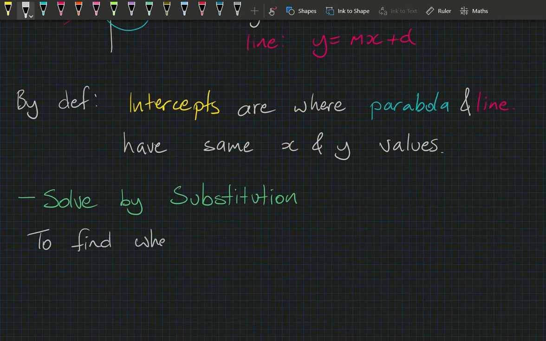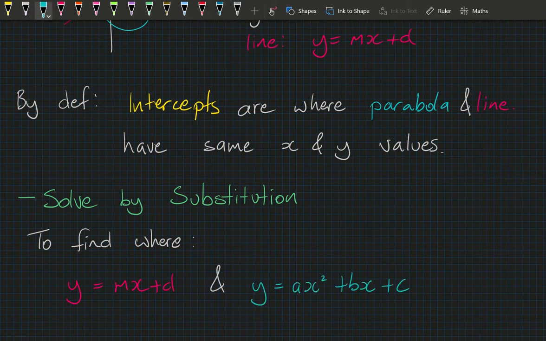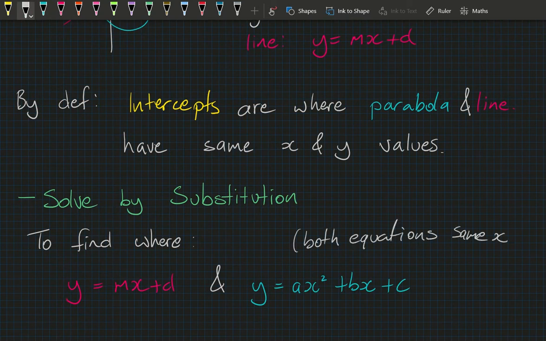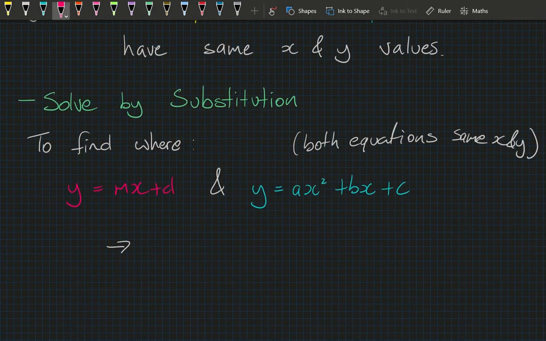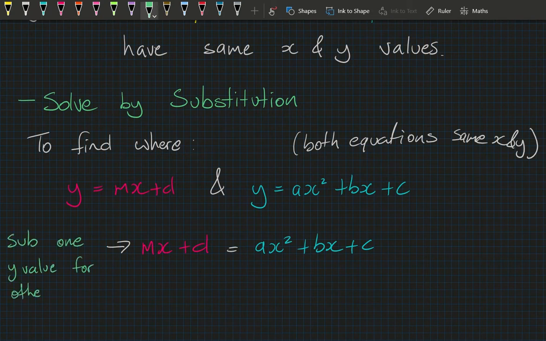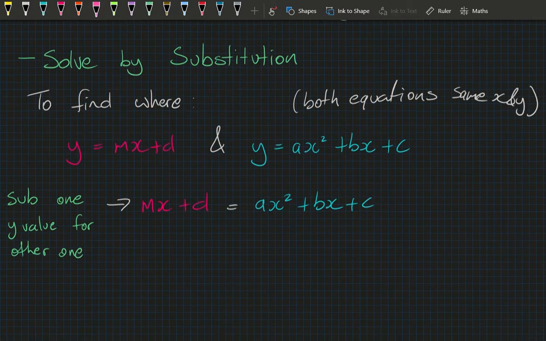Okay, so to find where y equals mx plus d and y equals ax squared plus bx plus c intersect, of course that means the line and the parabola have the same y and the same x. Where they're the same means that mx plus d is going to equal ax squared plus bx plus c, because the y's are the same, and don't forget the x's are the same as well. The other way of looking at it is we've subbed in one y value for the other one. Anyhow, at this point, solving for x is now just like solving a quadratic.